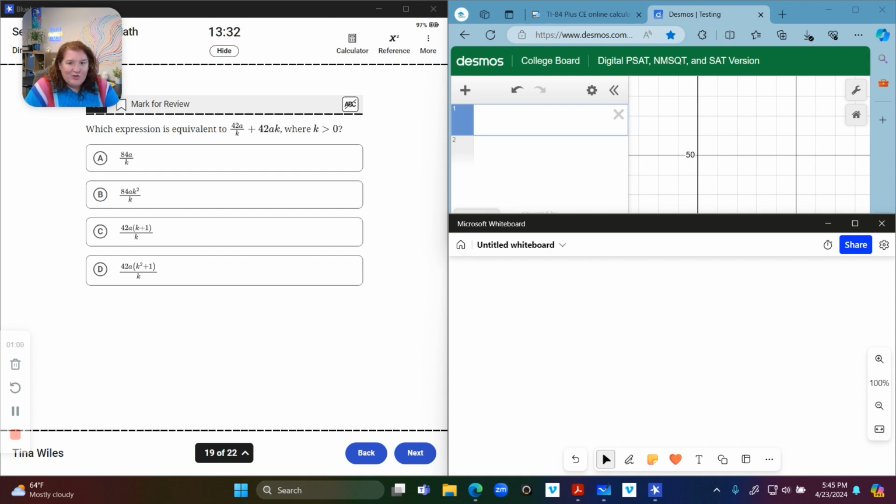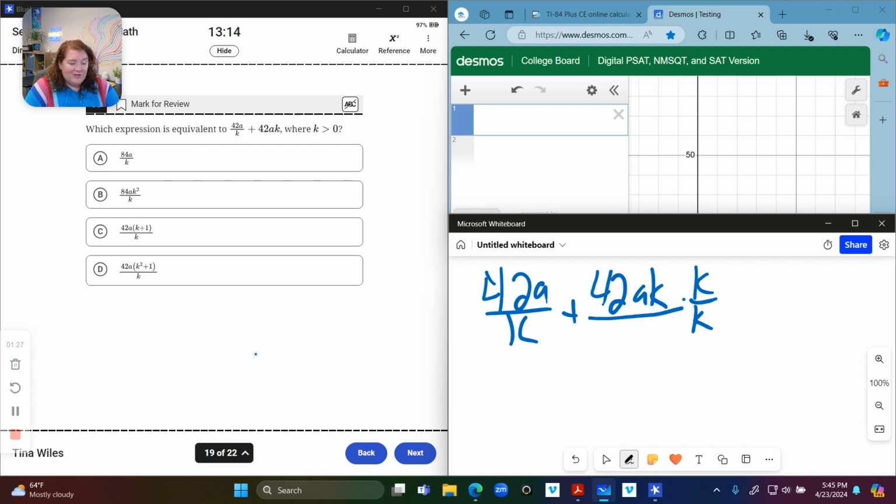So when I have two fractions, I actually need to get common denominators before I can add. So to add these together, I need to get k in the denominator of the second. If I have 42ak, I need to get k in the denominator. So I'm going to multiply this by k over k. So I can get k here, and that becomes k squared. The reason I can do that legally in math is because when I'm multiplying by k over k, it actually just simplifies to be 1. So essentially, I just multiplied by 1.